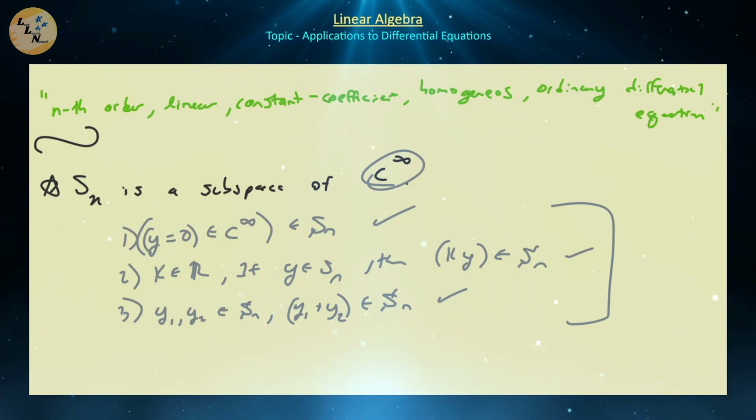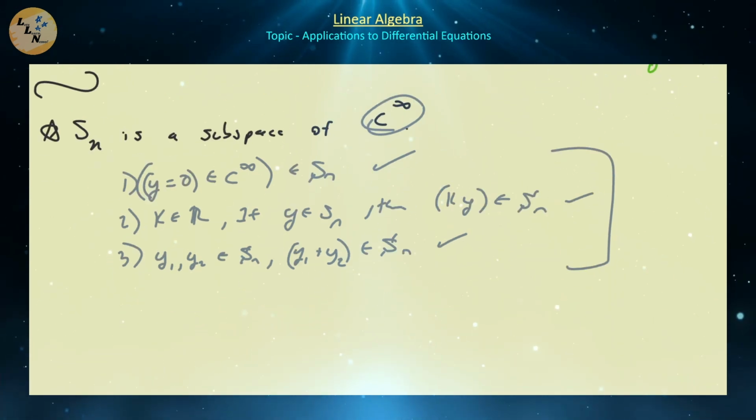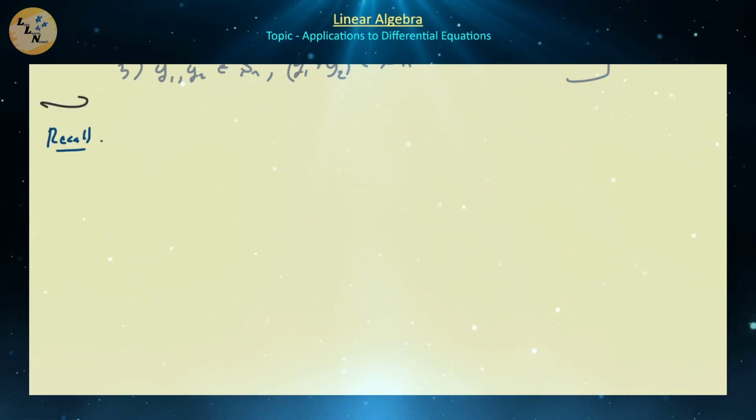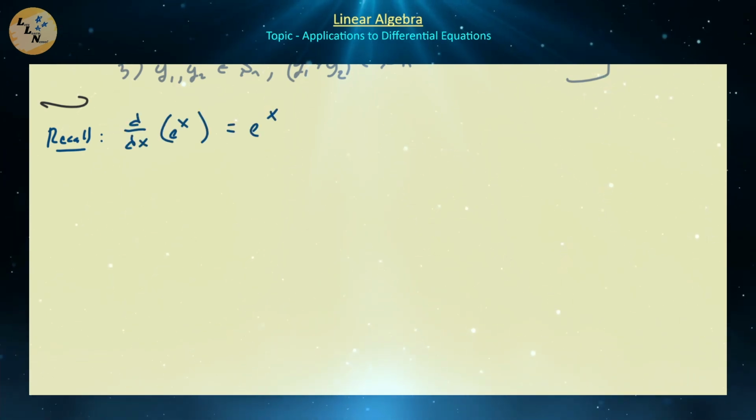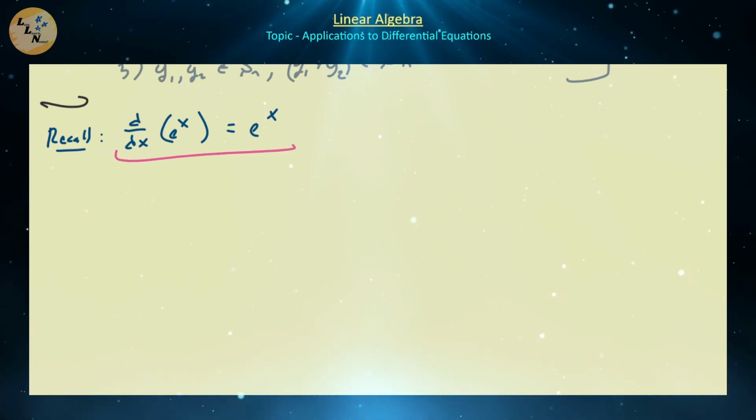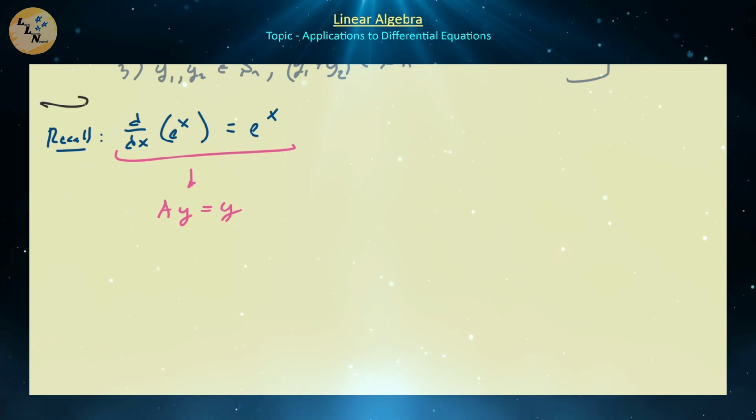Now that we have a couple of the building blocks discussed for this C infinity, in particular this subspace of differential equations, now let's see if we can try to build what the solutions of that vector space look like. So let's just recall a couple of things from single variable calculus. In particular, the derivative of the exponential function e to the x is equal to e to the x. So this expression from differential calculus should remind us of the expression Ay equals y. So y equals e to the x would be an eigenfunction for the differential operator d over dx with eigenvalue 1.